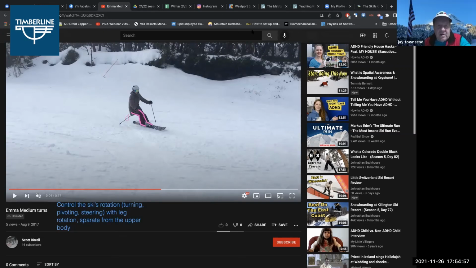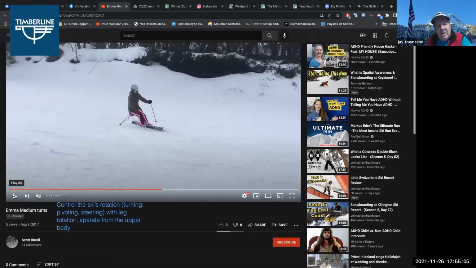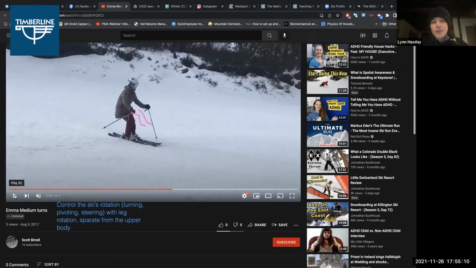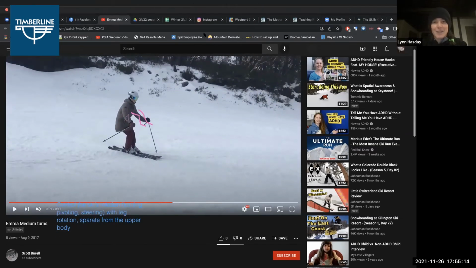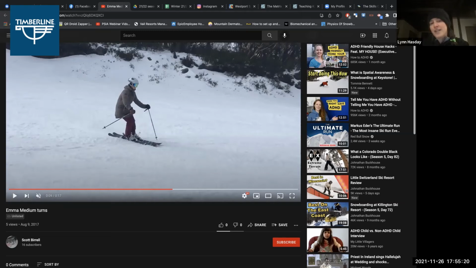Let me jump out of annotate for a sec. So she has to minimize the extension, actually flex that outside ski leg more, right? Yeah, she could flex that outside leg a little bit more, but do you see her ankles? Here, I'll clear all drawings so those little lines are off the screen. If her ankles were a little more flexed, it would allow her to be more centered over the ski, which will allow her to rotate more effectively.